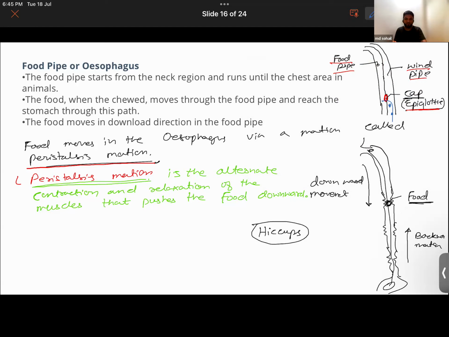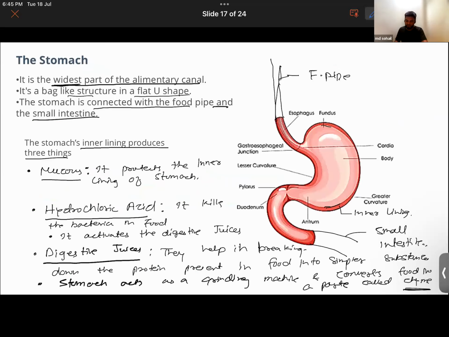Hope that's clear. Okay, sir. All right then. Now we talked about the stomach as well. Now the stomach secretes three different types of juices. There are three secretions in the stomach, right?